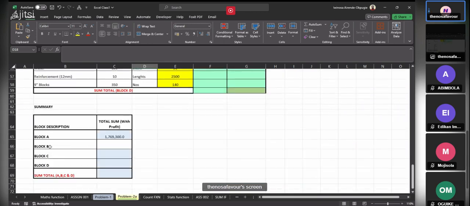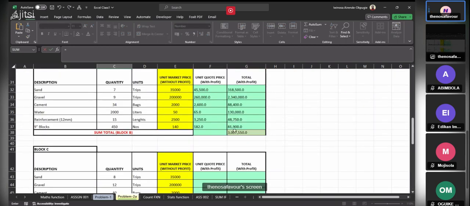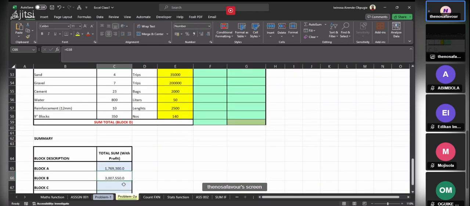For us to get the summary for block B, come to the cell, equals to, scroll up. This is the total for block B. Click on it and hit enter. You have the figure here.